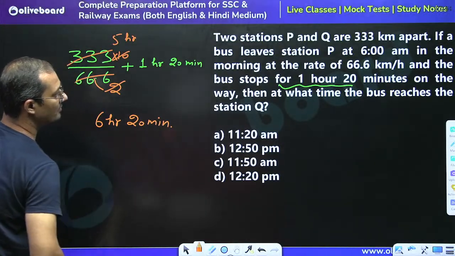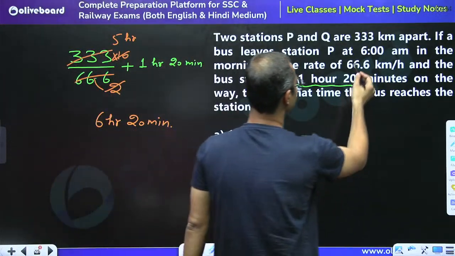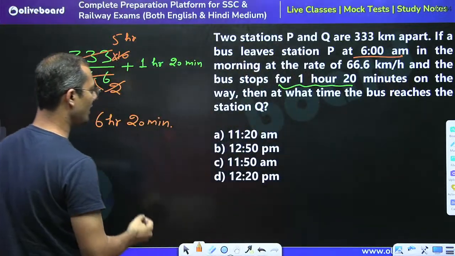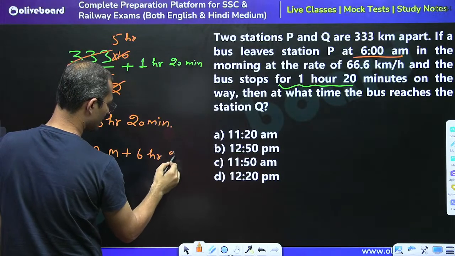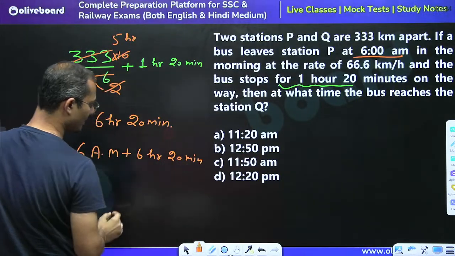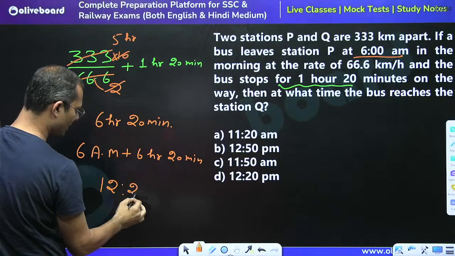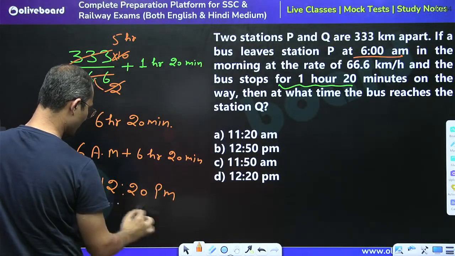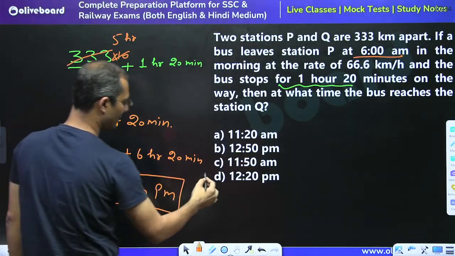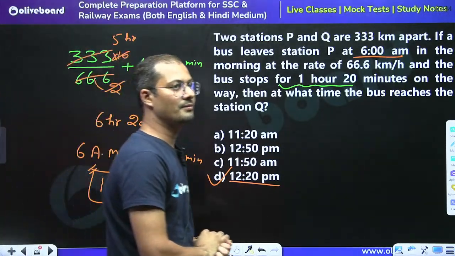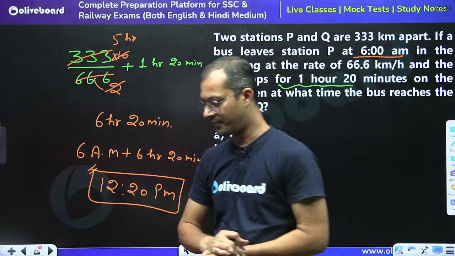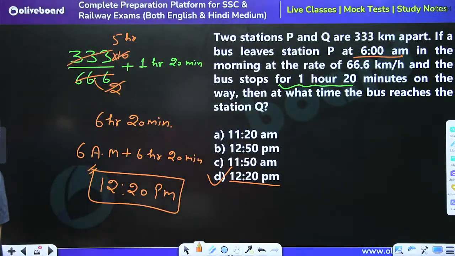6 hours 20 minutes. It started at 6 a.m., so 6 a.m. plus 6 hours 20 minutes is going to be 12:20, right? So 12:20 p.m. is the right answer. So the D part is the right answer. 12:20 p.m. is the right answer.